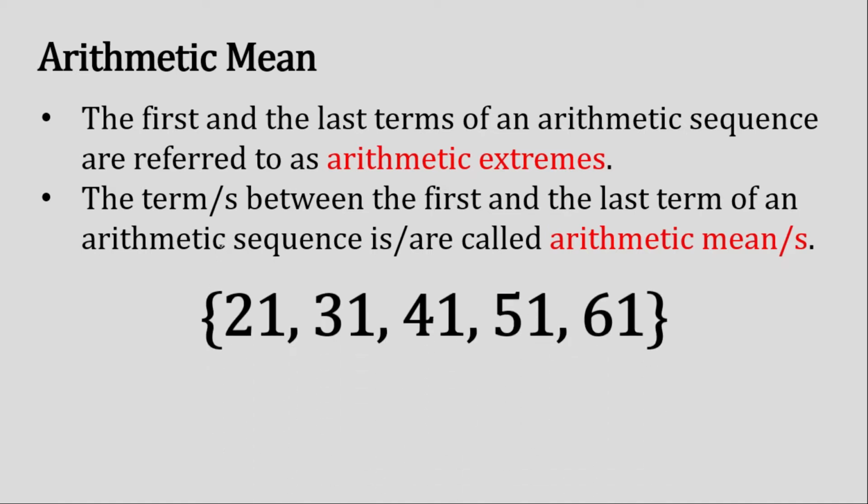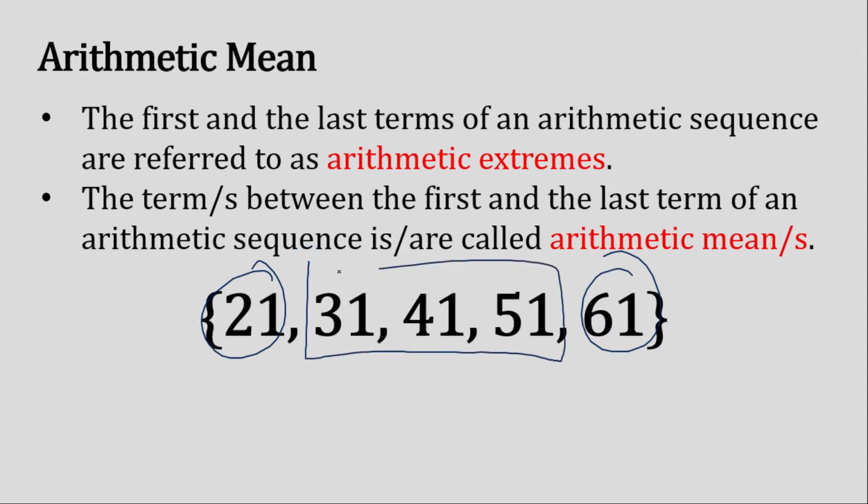In this example, if we have 21, 31, 41, 51, 61, we know that this is an arithmetic sequence that has a common difference of 10. Now let's try to identify which are the extremes and the means. 21 is the first term and 61 is the last term. Therefore, these two are considered arithmetic extremes. The numbers between the first term and the last term are what we call the arithmetic means.